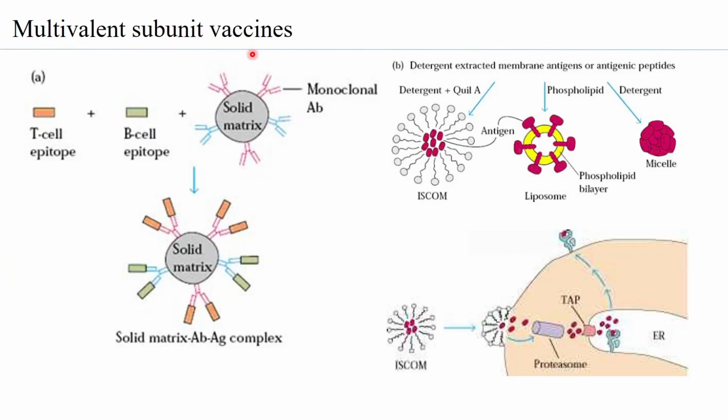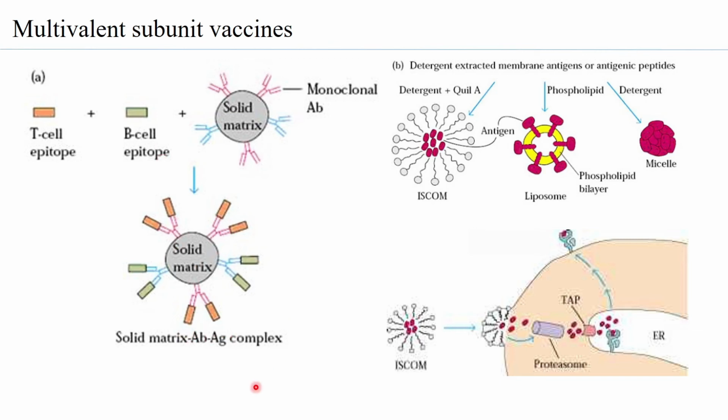Then you also have multivalent subunit vaccines. So for example, we said that you can use a T cell epitope. If you use a T cell epitope, it is going to elicit the cell mediated immunity. If you use a B cell epitope, you can elicit the humoral immunity. But what if you use both? Okay, so say you have a solid matrix on which are present monoclonal antibodies, and these monoclonal antibodies are specific for the T cell epitope and the B cell epitope. So you will have, as you can see, the B cell epitopes and the T cell epitopes bound on the surface.